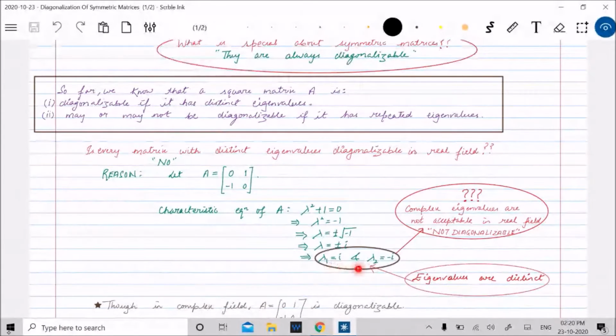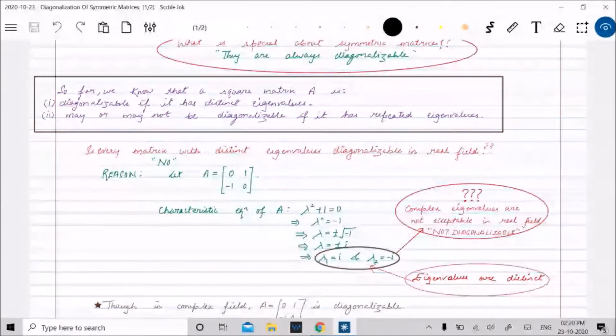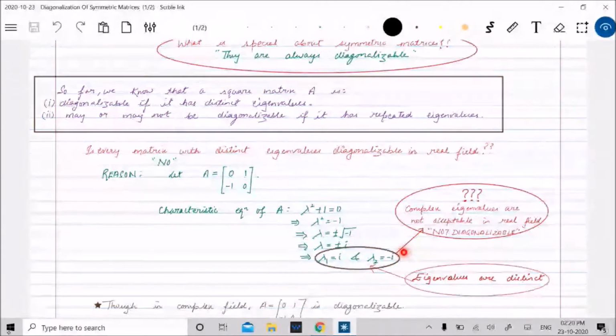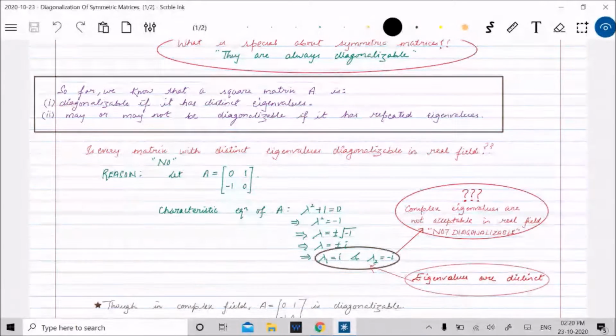You can see that these are distinct eigenvalues. Yes, of course they are distinct, but unfortunately they are not acceptable in the world of real mathematics, the world of mathematics related to a first year student, I mean the real field. So you are dwelling inside a real field and you are seeing some numbers like this. These numbers appear like aliens to you, like for all of us who are living on this earth.